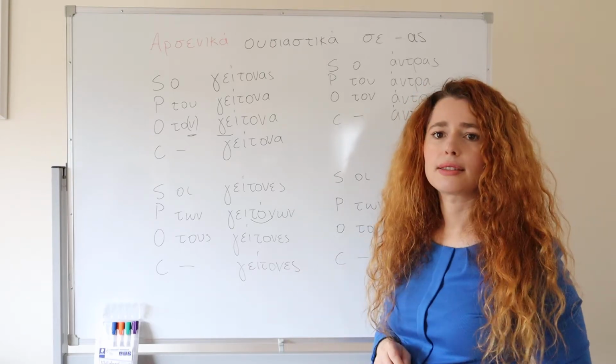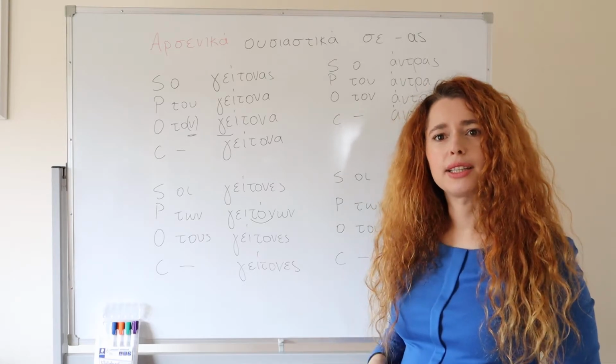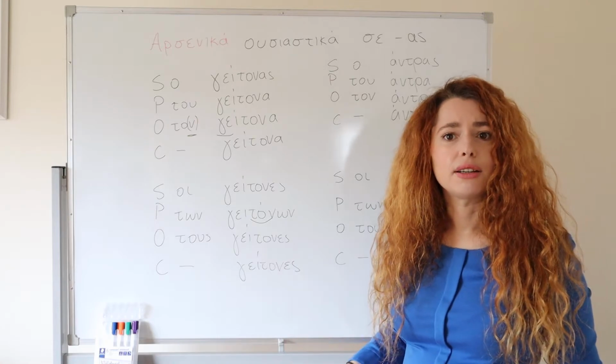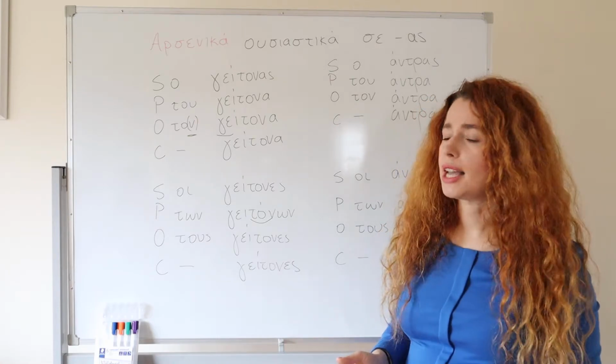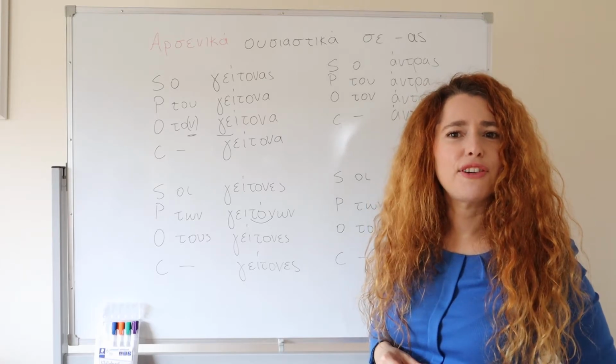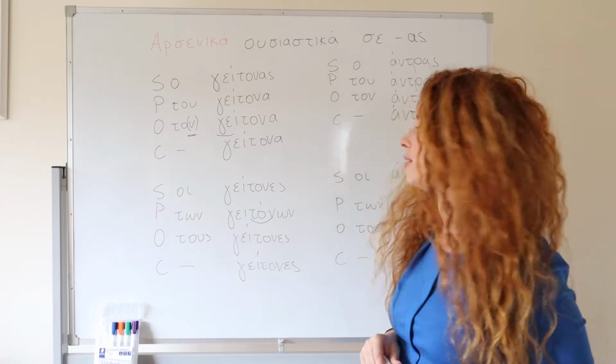Τους γείτονες, the neighbors when they're an object. Ξέρουμε τους γείτονες εδώ και πολλά χρόνια. We know the neighbors for years now. Γείτονες, when we're calling them. Γείτονες, ελάτε για καφέ. Neighbors, come over for coffee.